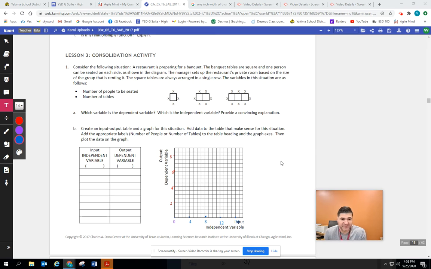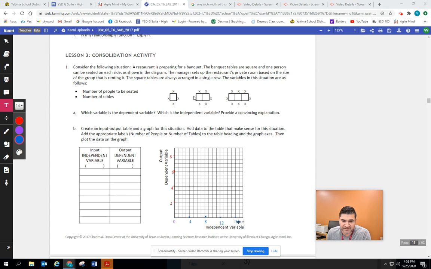We're still on topic 6, lesson 3. We are on page 230 in your workbook, and we're going to go ahead and read over this problem. It says, consider the following situation. A restaurant is preparing for a banquet. The banquet tables are square and one person can be seated on each side, as shown in the diagram. The manager sets up the restaurant's private room based on the size of the group that is renting it. The square tables are always arranged in a single row. The variables in this situation are as follows.